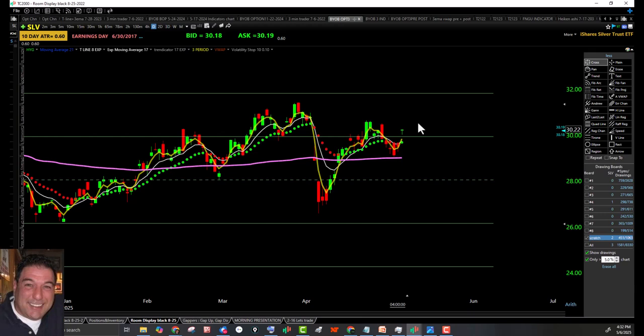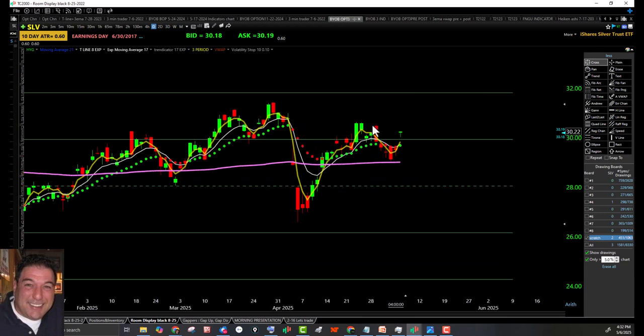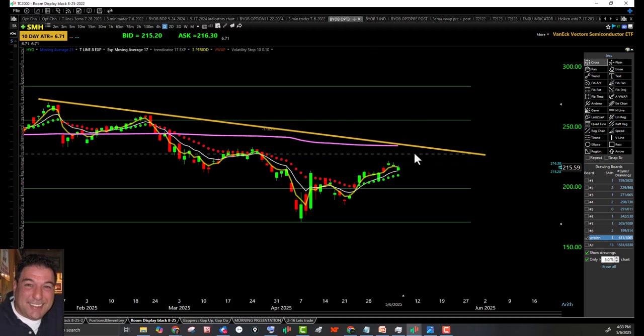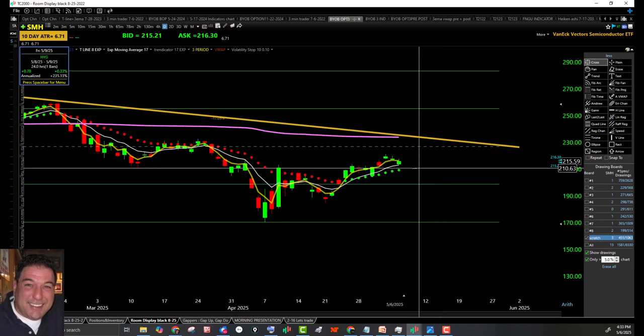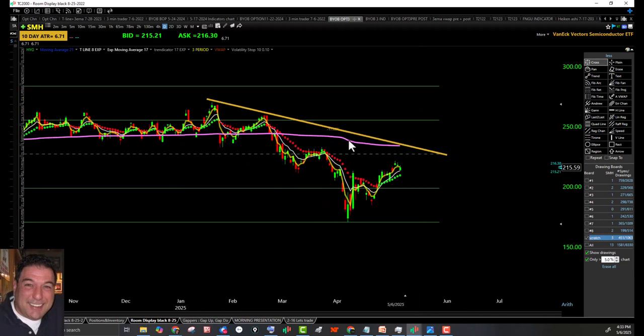Remember, it's just a label. That's all it is, just a label. But we still like them to make a higher high. So let's take a look at SMH. SMH: lower high, lower low, closing not in the lower third, so it's neutral, making higher lows and higher highs. So in an uptrend, but still in the neutral zone. Underneath the all-time high anchored VWAP, underneath the downtrend line.